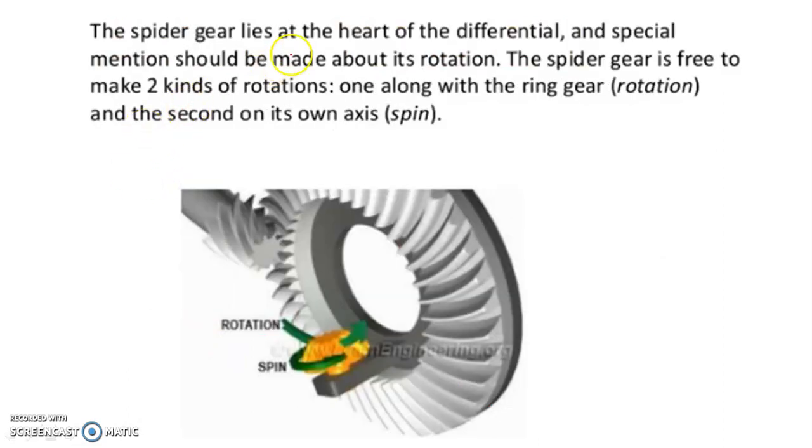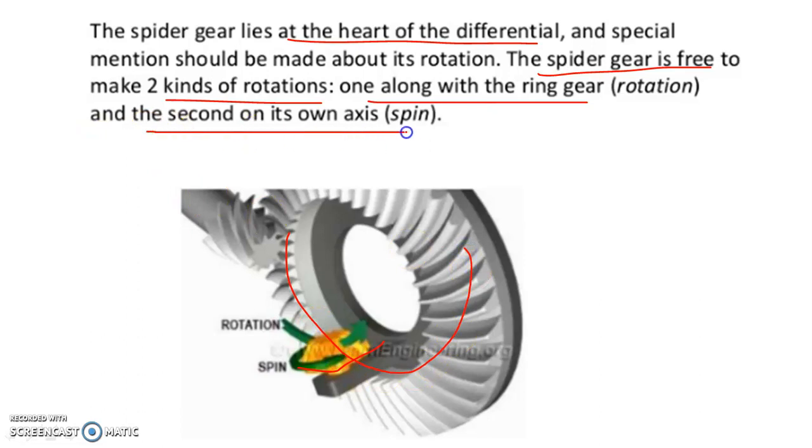The spider gear lies at the heart of the differential. Here it is located. You will see this is a spider gear. The spider gear is free to make two kinds of rotation. What are these two kinds of rotation? One along the ring gear like this, and second along its own axis. Second motion will be like this.